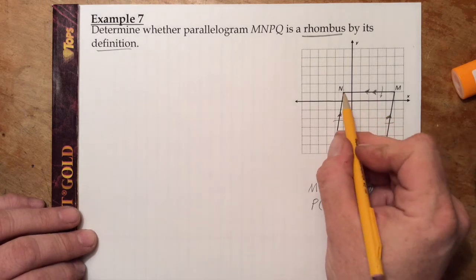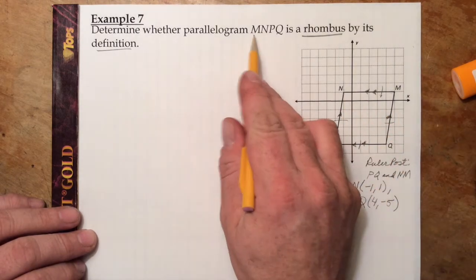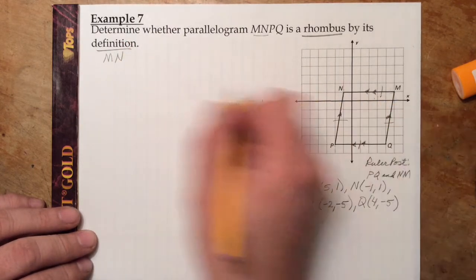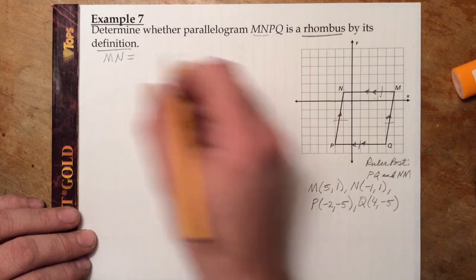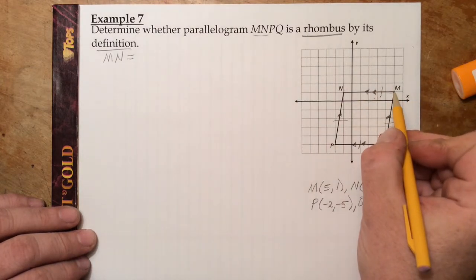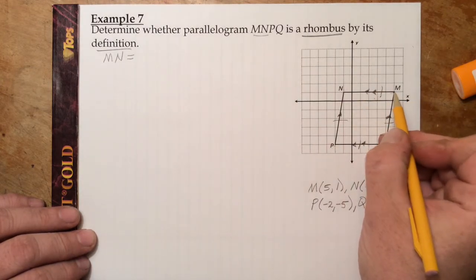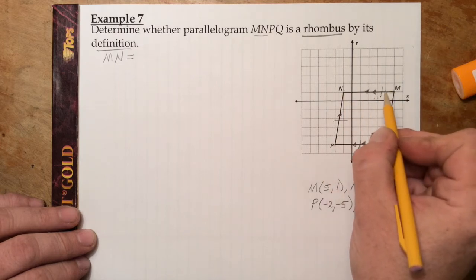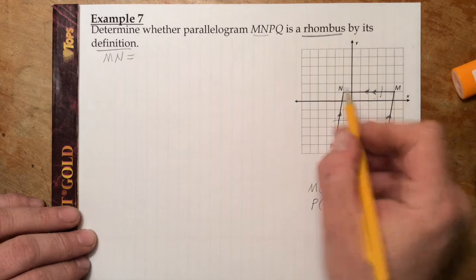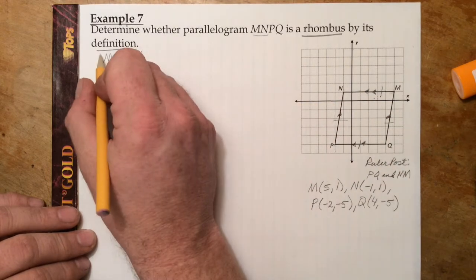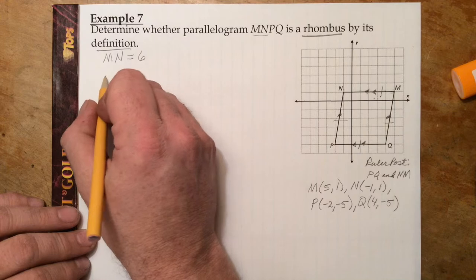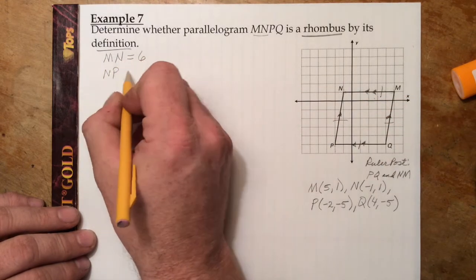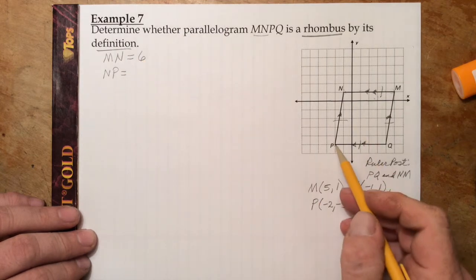Okay, let's start with MN. So MN, since it's horizontal, we can use the ruler postulate and simply count the spaces in between each grid line. So we start with M and we work our way toward N. So it'd be 1, 2, 3, 4, 5, 6. So there's 6. MN is 6. Then we go over to NP. And NP, we're going to have to use the distance formula.